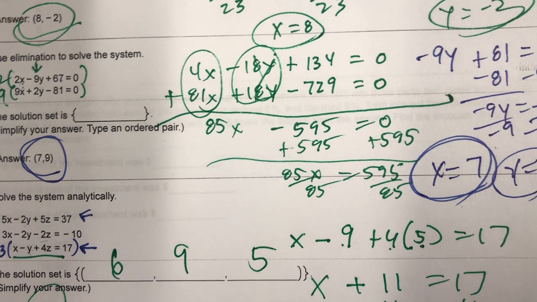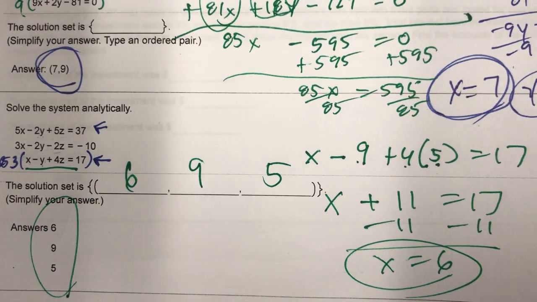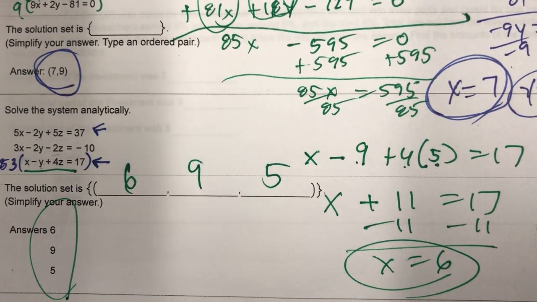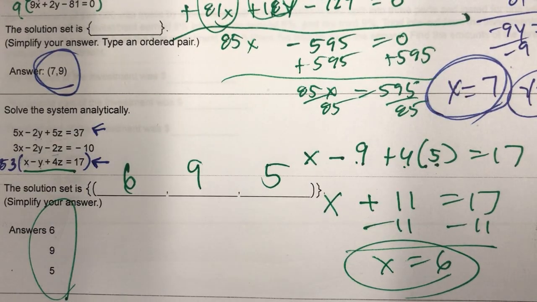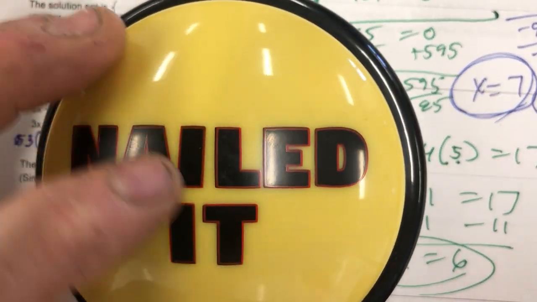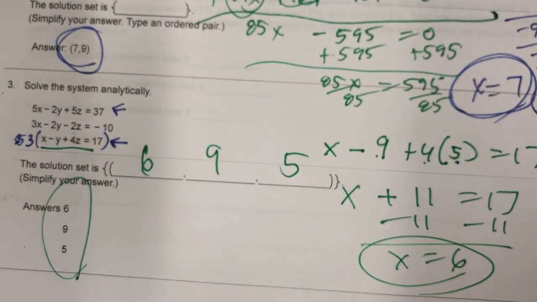And look here, we got them. Got them right. All right. Good deal. You know, I got this button here. Nailed it. Nailed it! I nailed it.